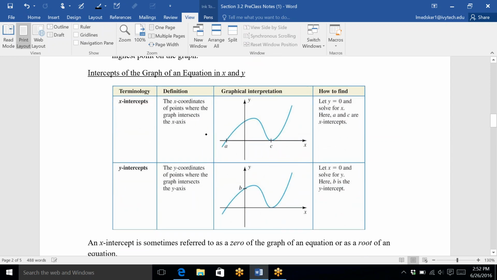Okay, so x-intercepts are where you cross the x-axis. They are always points that look like this, a number, comma, 0. Y-intercepts are where you cross the y-axis, and it's always 0, comma, a number. We're just using a and b as generic letters.